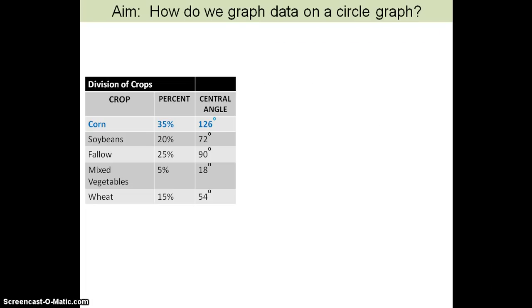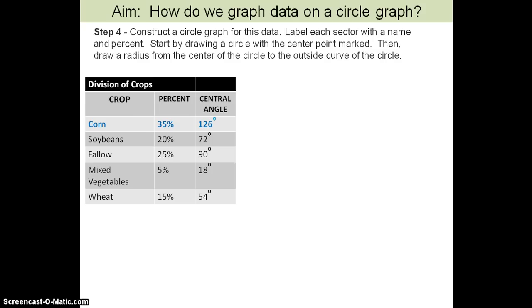Alright, so now we know our percentages. We know what we're going to label our sectors. We need to actually draw these using a central angle. So we need to begin by drawing a circle. Labeling the center of the circle with a dot, and then using a straight edge, draw a radius from the center to one of the outside curves. This will be our starting point.